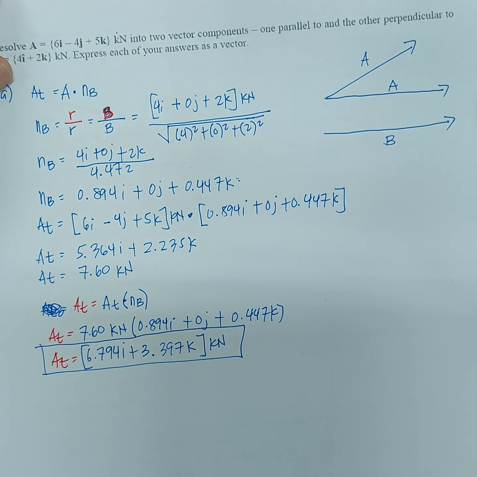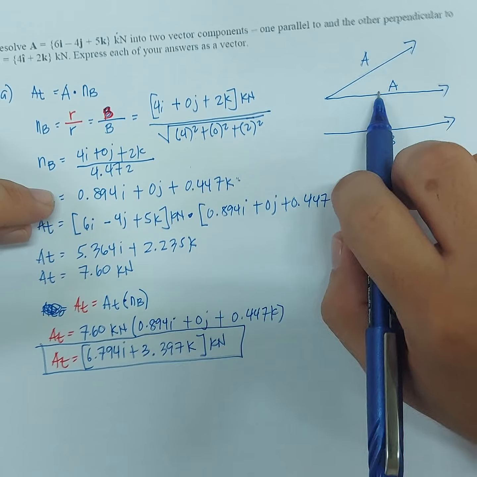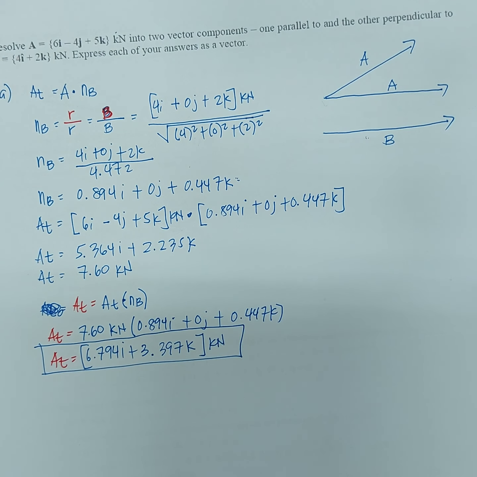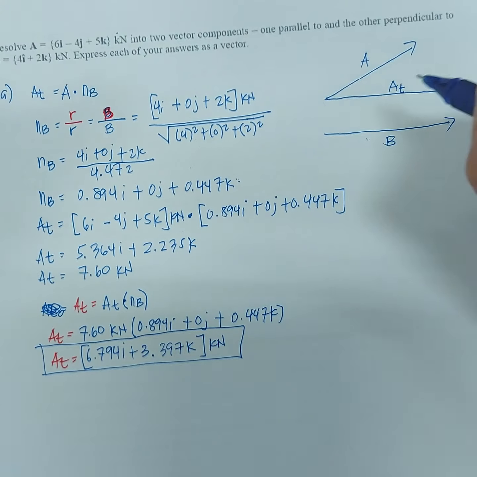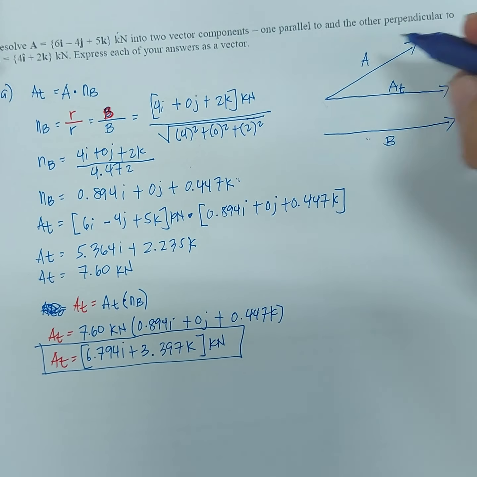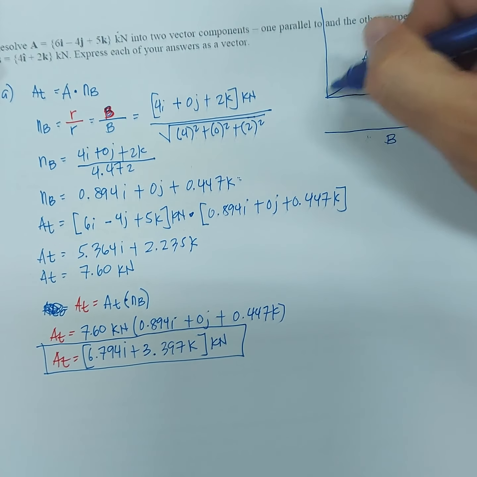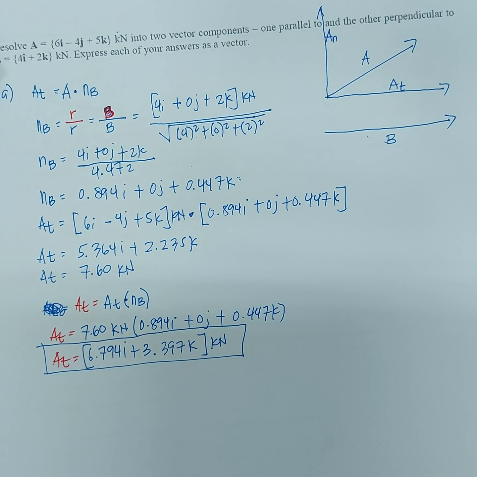Okay. And so this is what we did earlier. We have solved for the component of A that is parallel to B. So how do we now solve for the component of A that is perpendicular to B? This is AT. So perpendicular to B, like this. So it is perpendicular to AT, of course. So let's say this is AN.